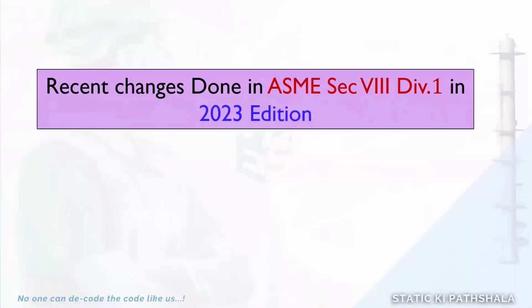So these are the changes that we can, by and large, say between division 1 and division 2, which make division 2 more detailed in analysis, and it gives you very optimized thicknesses as well. So let us see why we are saying ASME section VIII division 2 can be, or will be, the future. Let us have a look at the recent changes that have occurred in ASME section VIII division 1 in the 2023 edition.